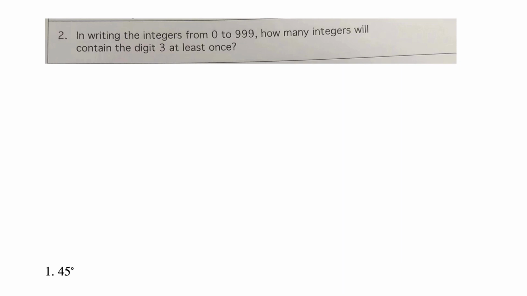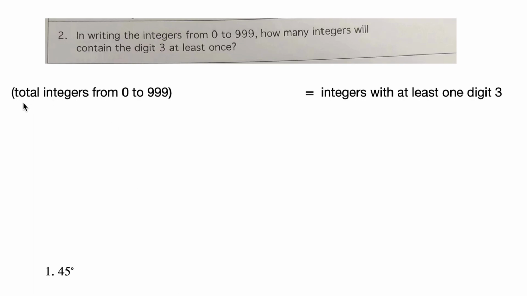The question says, in writing the integers from 0 to 999, how many integers will contain the digit 3 at least once? So we need to somehow find all integers from 0 to 999 with at least one digit containing 3. Although there are several ways to do it, such as adding up casework of when 3 appears in only one digit, in 2 different digits, or in all 3 digits, the fastest way is to find the total number of integers from 0 to 999 and then subtract the integers that don't have any 3 in them, since doing so would mean whatever remains must have 3 in there somewhere.